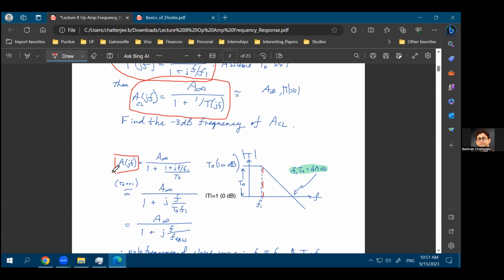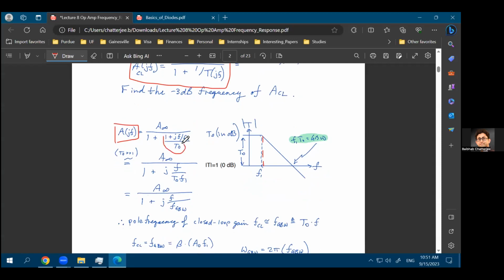Again, nothing has changed. This is something we have been learning for the last 2 weeks, 3 weeks, right? Nothing has changed. Only the fact that now your T has become a function of frequency, and that looks like this. So your overall closed loop gain will be A infinity divided by 1 plus 1 over T. You write T as T naught divided by 1 plus j times f over f1. You ignore this 1 over T naught term because that is very, very small. You come up with this equation: A naught divided by 1 plus j times f over T naught times f1.